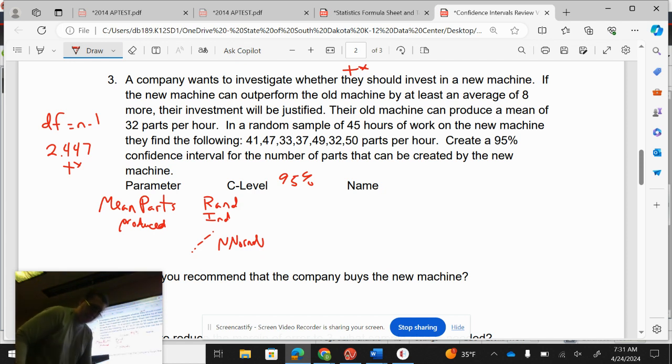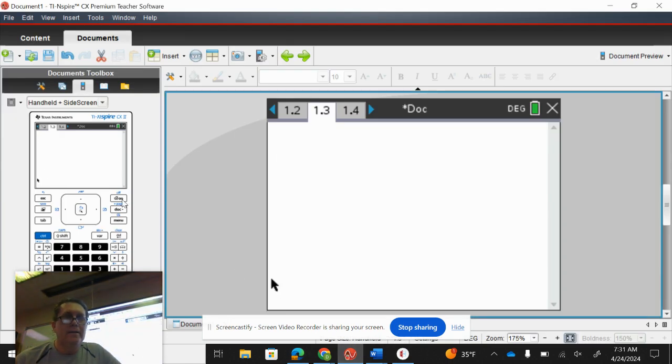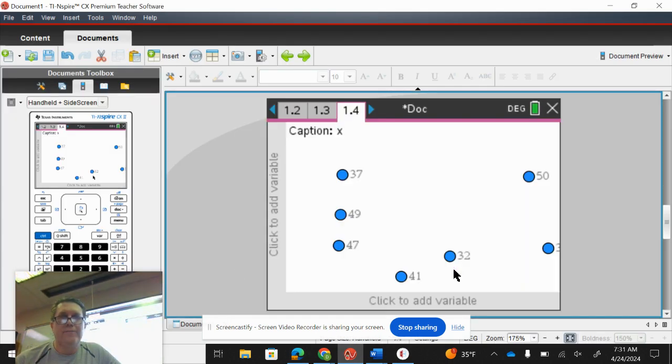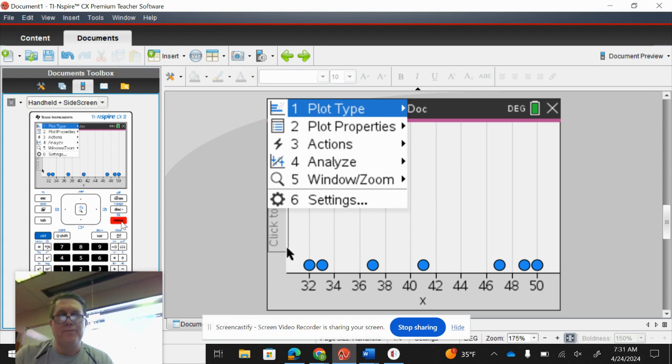When you put stuff into a list, you should look at your normal probability plot. But I usually say if they've given it to you, it's probably going to be normal. You don't want to take that chance. That's fine. It's usually a pretty safe bet for me.